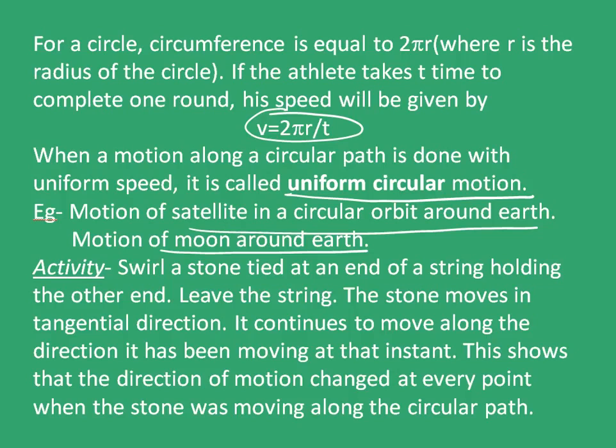Now let us look at a fun activity. What we do is, we swirl a stone tied at the end of a string, holding the other end. As soon as we leave the string, the stone moves in the tangential direction, and it continues to move along the direction it has been moving at that instant. This shows that the direction of motion changed at every point when the stone was moving along the circular path.